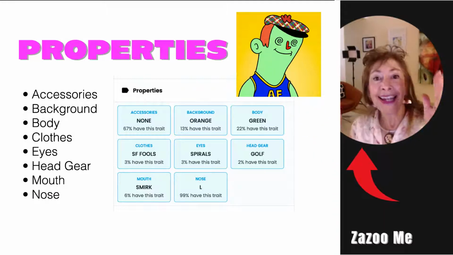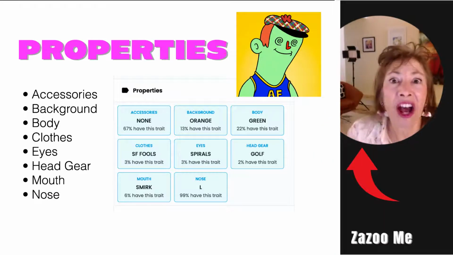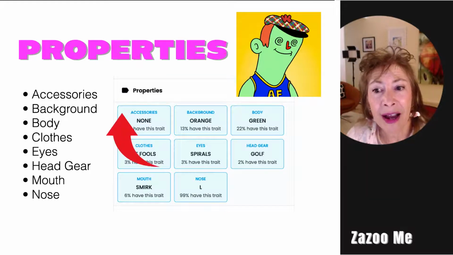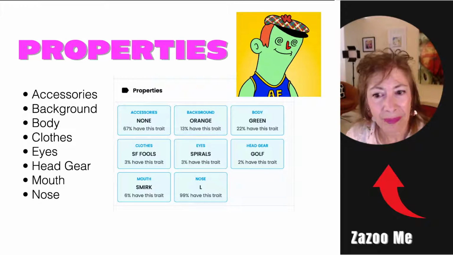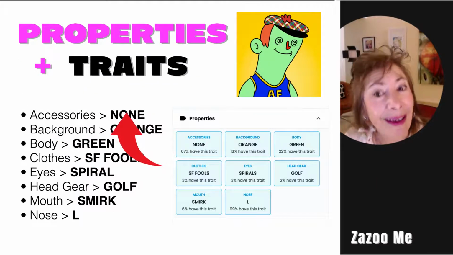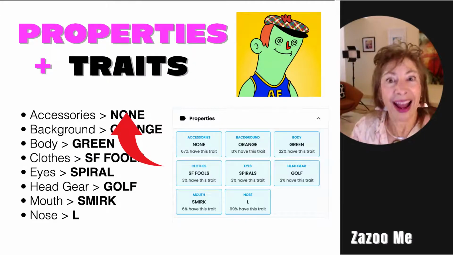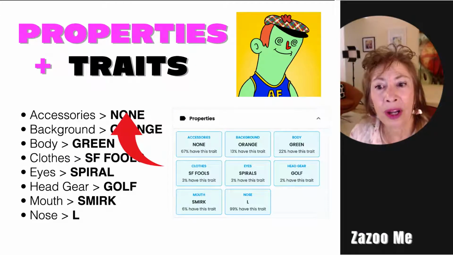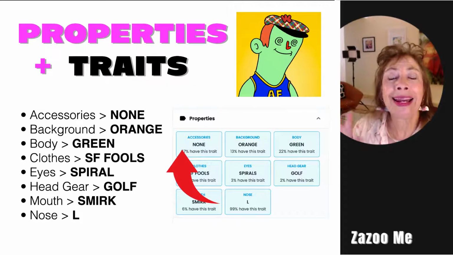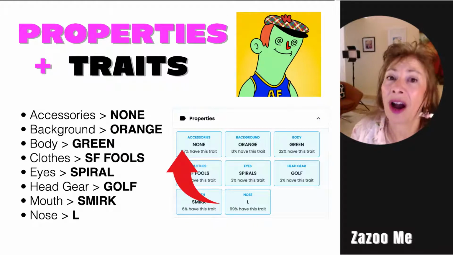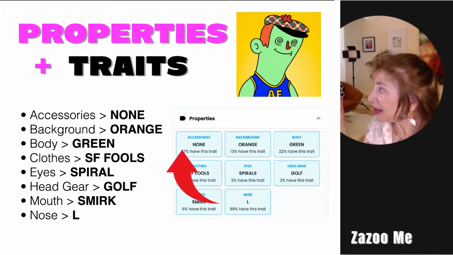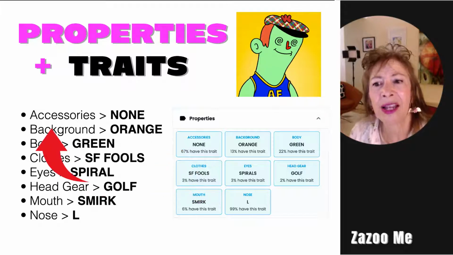Properties, which is 8 layers, and then within each of those layers are traits. And look at the kinds of traits. There are so many of them. In accessories, there can be none, but there can also be whatever those accessories are. We know that 67% are going to come up with none, meaning that the balance are going to be more valuable, because they're not going to have as many accessories.